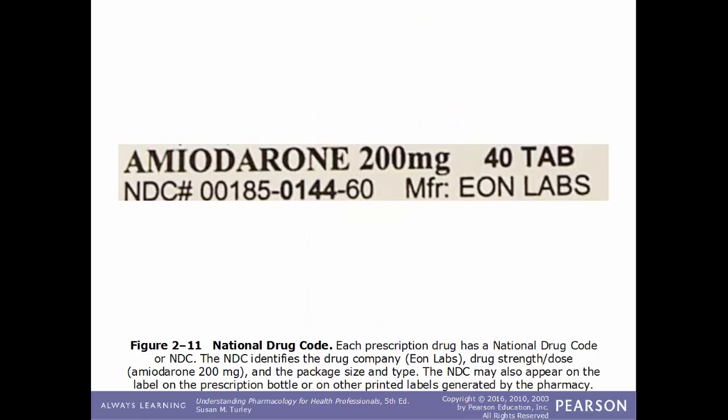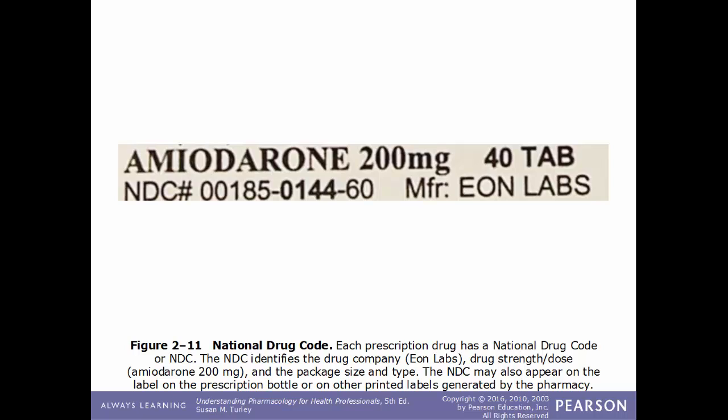In this image we have an example of a National Drug Code. Every prescription drug has an NDC code, and this will include the drug company that manufactures it, the drug strength or dosage, and the package size and type. Now the NDC may also appear on the prescription bottle or other printed labels generated by your pharmacy. So for example, this is how it would appear for this drug, amiodarone, which is a drug used to treat heart arrhythmias.